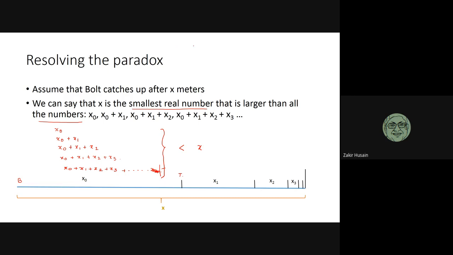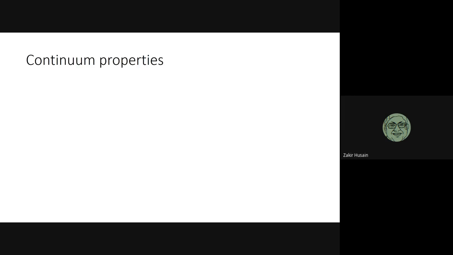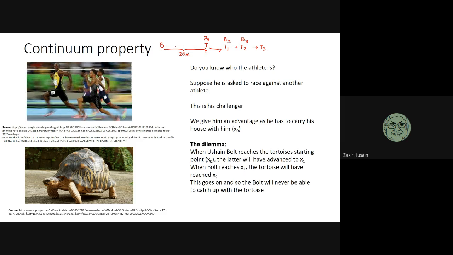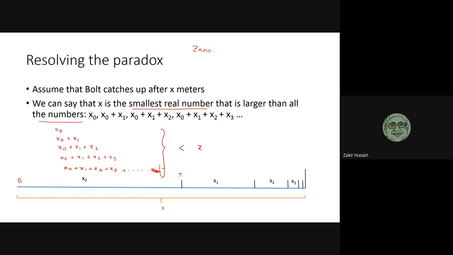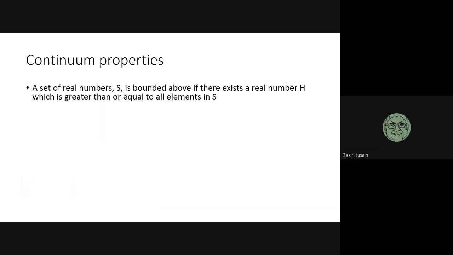So this is actually a paradox which was stated by a Greek philosopher, Zeno. Obviously, the tortoise didn't have to race against Bolt. He had to race against Achilles. But I thought that Bolt would be more interesting. So actually, what happens here is called the continuity problem.